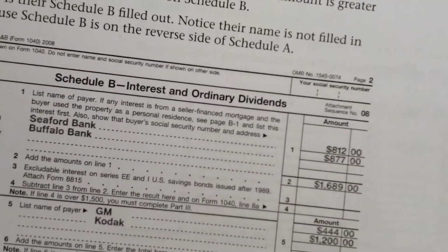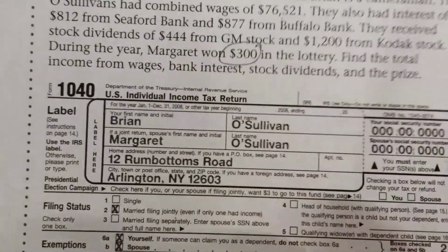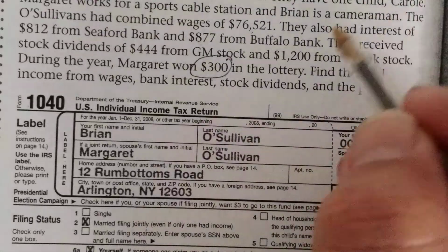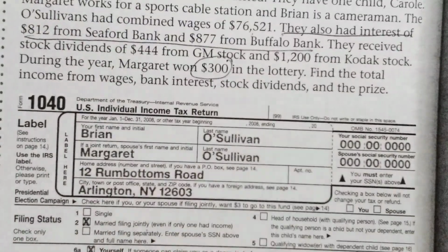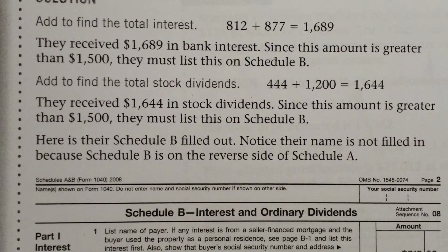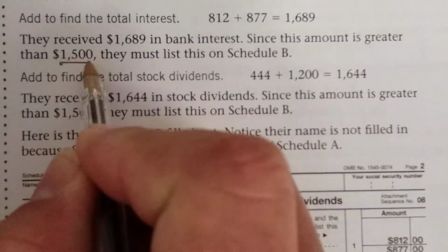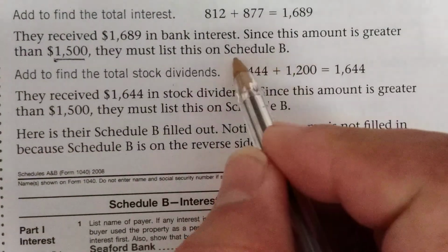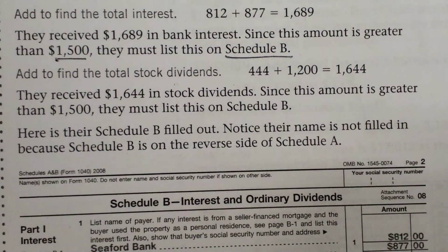So we're to find their total income. Well, their total interest, let's see. Their total interest is listed right here. So you just add those together to get their interest, which would be $1,689. Okay. Now, very important, since this amount is greater than $1,500, they must list this on IRS 1040 Schedule B, and I'll show you what the Schedule B looks like in a second.